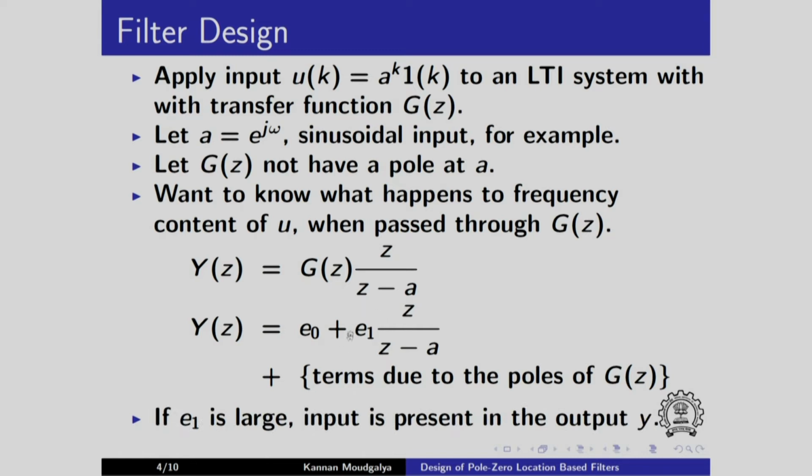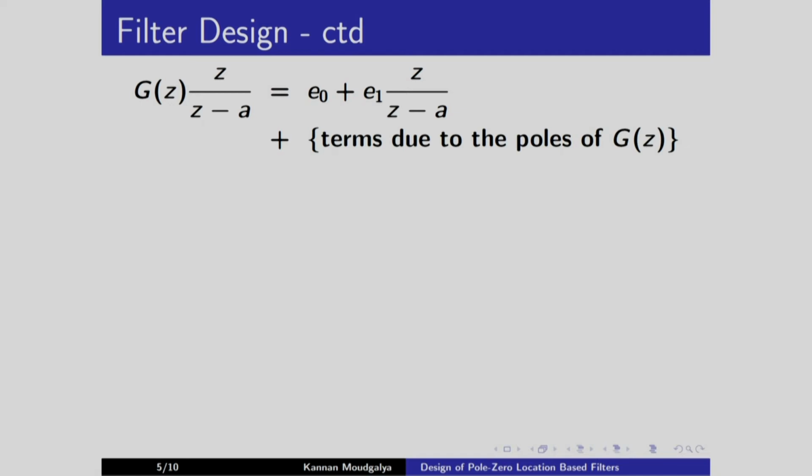It is important to note that if E1 is made large, then the presence of z over z minus a will be present in output y, whereas if it is made very small, then the effect of the input is removed in the output. So let us start with the equation. And what is the expression for E1? Can we find E1 directly?